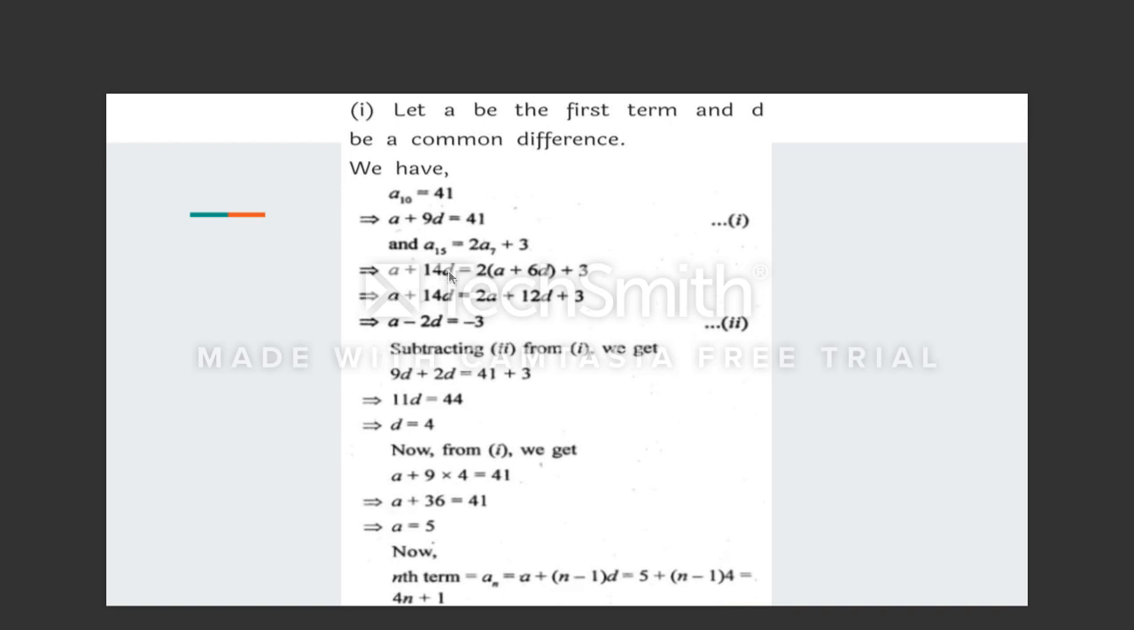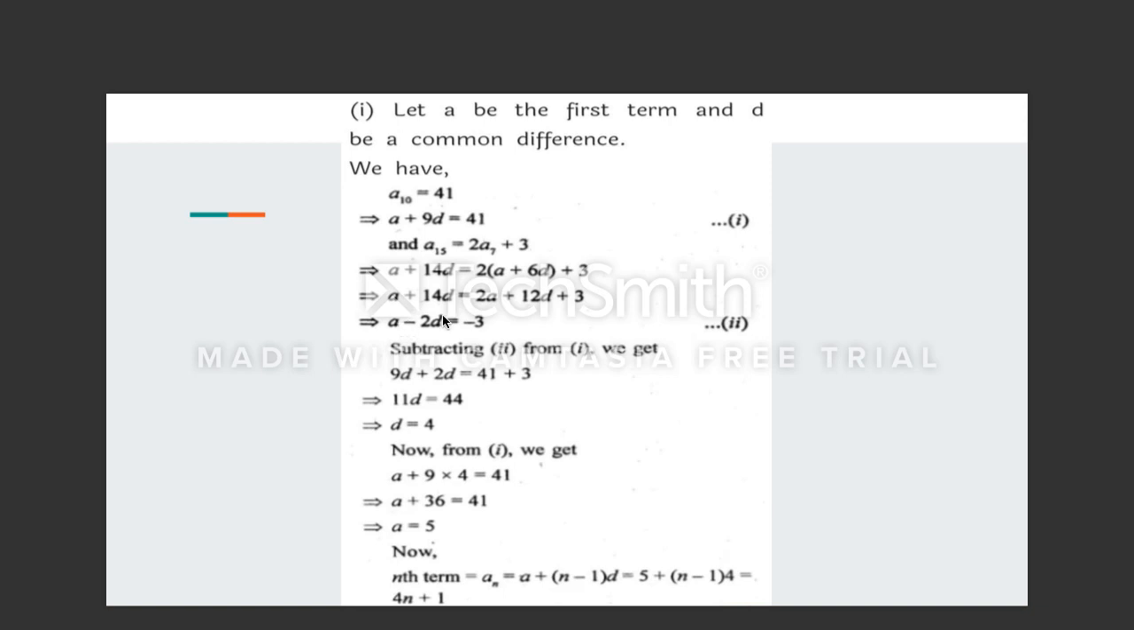So A plus 14D, that is the 15th term, equals twice, open the bracket, A7 which is A plus 6D, plus 3. Now open the brackets: 2A plus 12D plus 3. Solve it out. What do I get? I get a simultaneous equation in two variables. Can you see equation number 1, equation number 2? These are simultaneous equations in variables A and D.